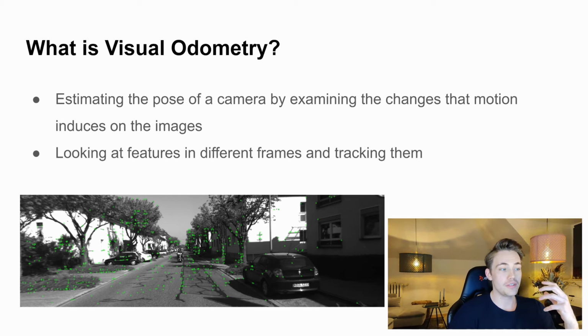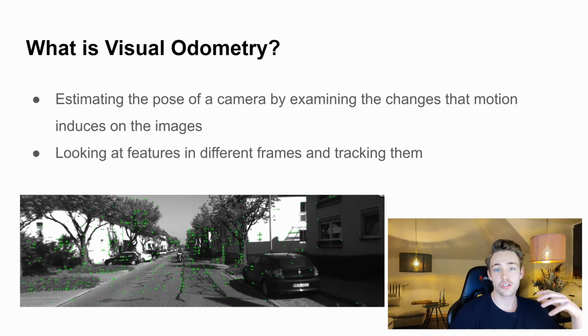The objective here is that we want to look at features in different images, and then we want to track them frame by frame. When we're tracking them frame by frame, we can estimate the pose of our camera and thereby the trajectory of our camera in our environment. So we want to find the poses of a camera by examining the changes that motion induces on our images. Down here at the bottom, we can see an example of an image from the KITTI dataset. We have this car driving around capturing images with a camera, and this KITTI dataset is basically just images from a car.